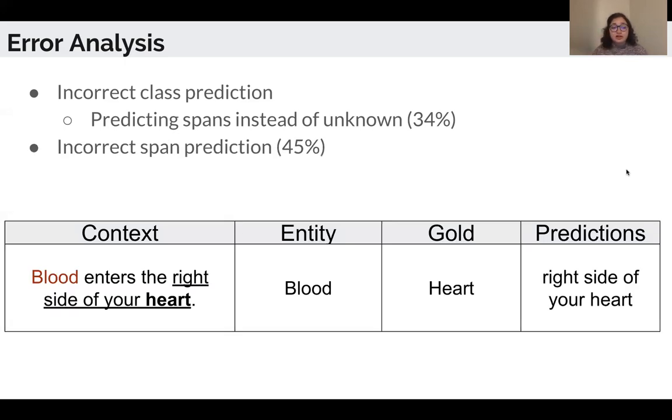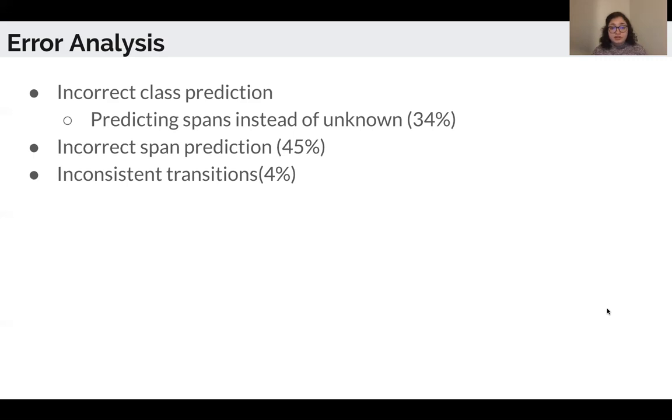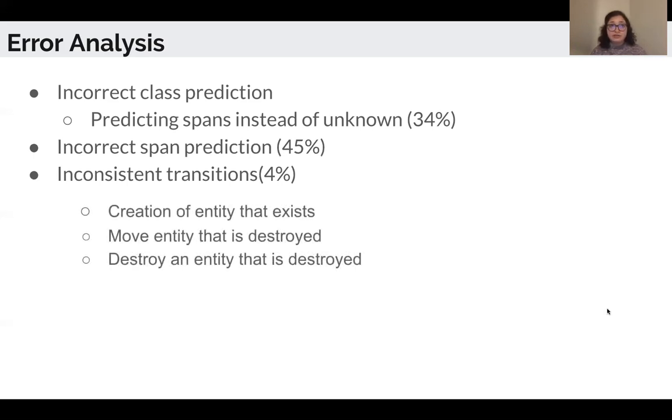We also observed that there are incorrect span predictions. For example, we have to predict heart, whereas our model predicts right side of your heart. The third category of problems is due to inconsistent transitions. As we build the tables incrementally, there are some transitions that attempt to create entities that already exist, move entities that are destroyed, or destroy entities that are already destroyed. These are the root of some inconsistencies and errors.